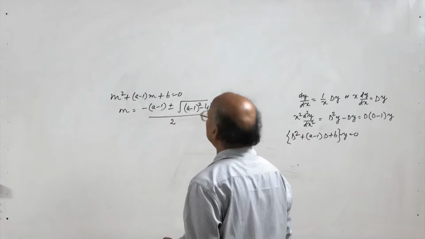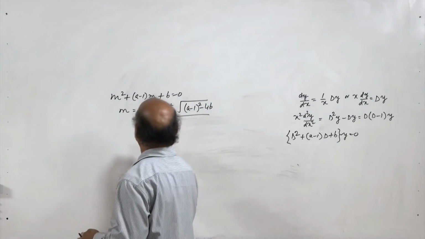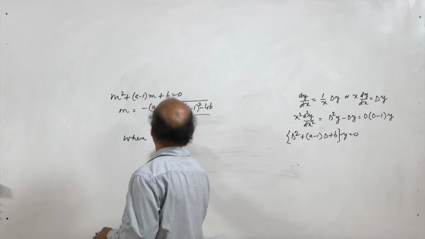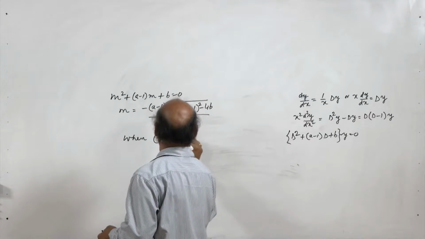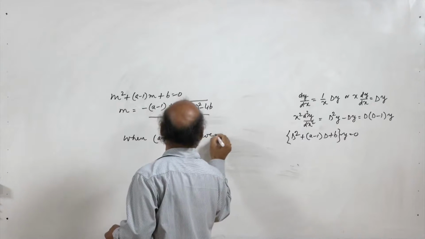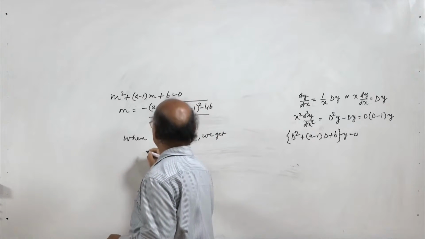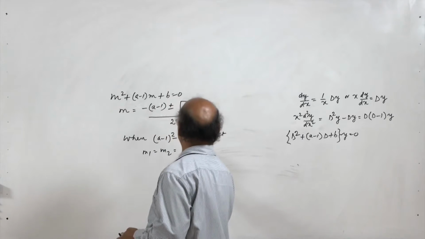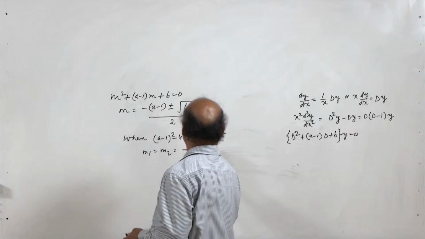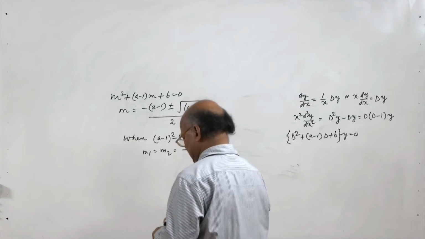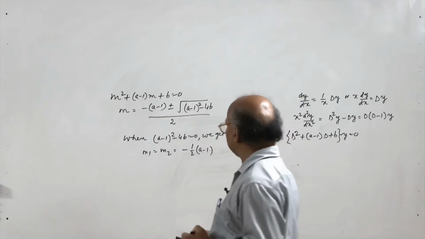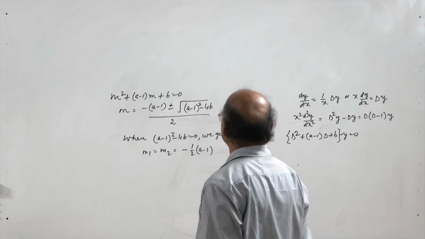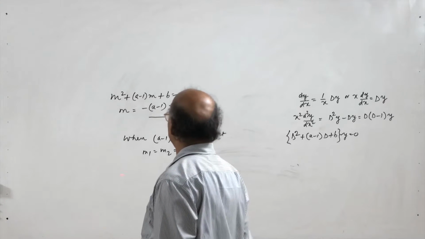When the two roots are equal, that means the discriminant is equal to 0. So, when a minus 1 whole square minus 4b equal to 0, we get the case of a double root. We get m1 equal to m2 equal to minus half a minus 1. So, in this case one solution we can write, that is x to the power m1, or x to the power minus half a minus 1. How to obtain the other solution?